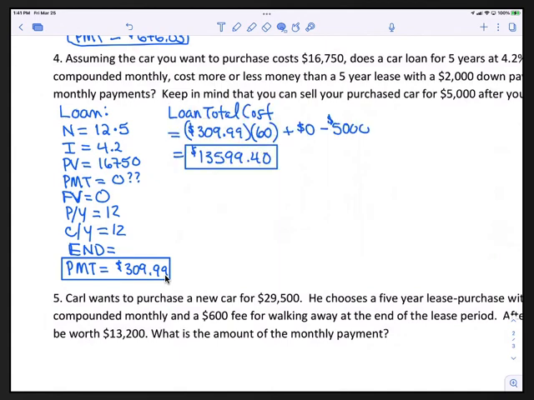Now we need to calculate the total cost of the loan. To calculate the total cost, you take your payments, which is $309.99, times 60 months, because you're paying it off in 60 months, plus any down payment that you have. Well, in this case, we don't have a down payment, so we'll say 0. And then you subtract the amount that the car is worth, because you could actually sell the car for $5,000. So you minus that $5,000. And when you put all of that in the calculator, you get a loan total cost of $13,599.40.